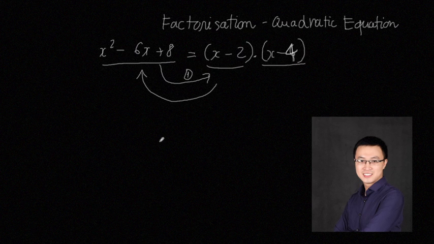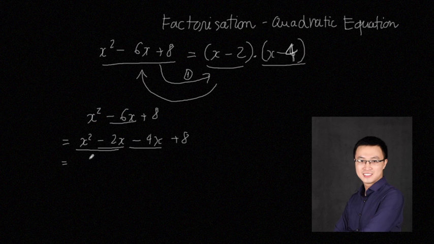Now let's look at this example here: x squared minus 6x plus 8. Let's follow my steps. I will change this to x squared minus 2x minus 4x plus 8, and I will combine the first two terms. I want to remind you that I separate the minus 6x into minus 2x and minus 4x, because minus 2 minus 4 equals minus 6.